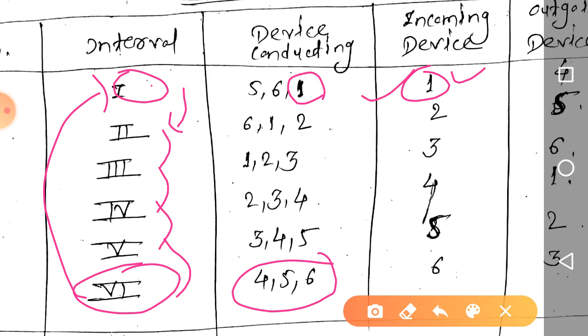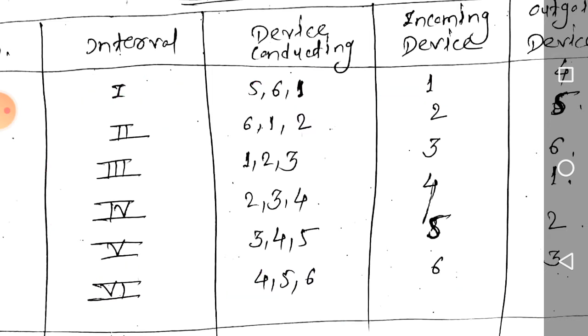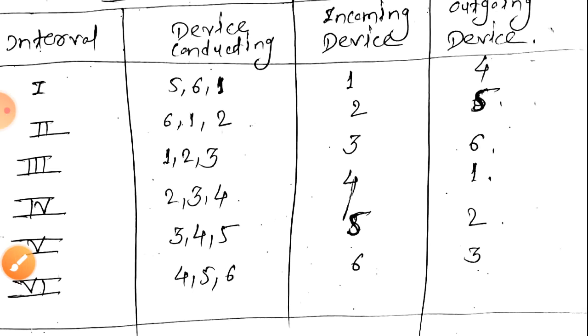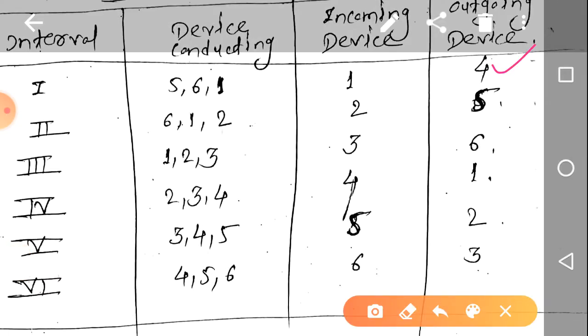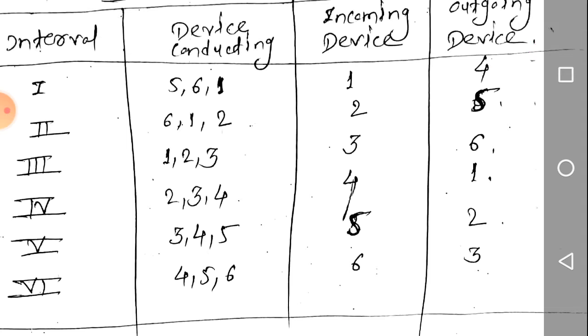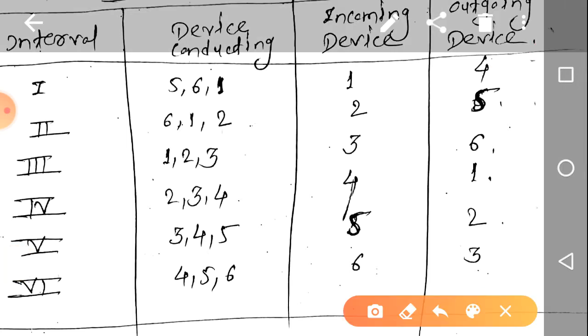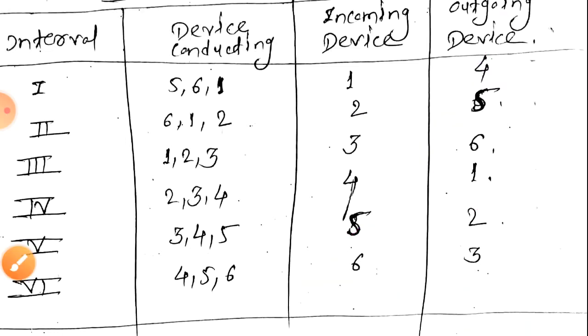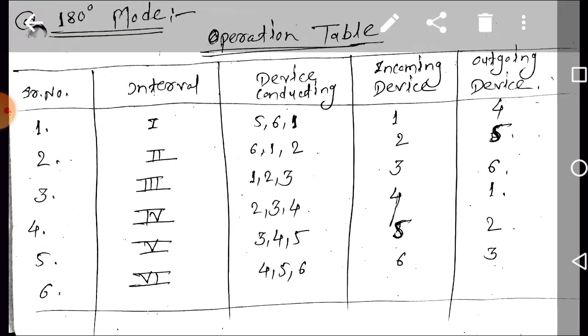Okay, now which switch is not present in the first interval and is present in the sixth interval? That is switch number 5, right? So here S4 is the outgoing switch. Next, as long as the operation is considered, these two columns are not important.